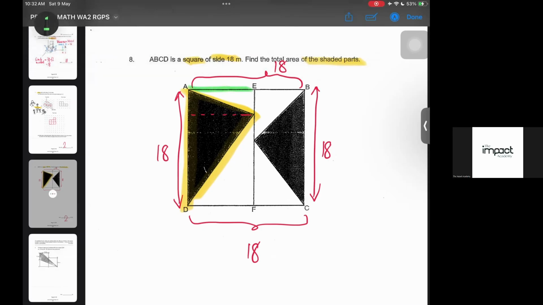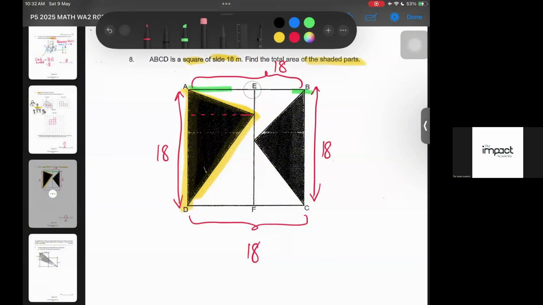Because you all think that AE equals EB, but did the question say that? No, the question did not say. So why are we dividing by 2? Let me explain to you all. You all ready or not ready? Okay, I want you to look at this.